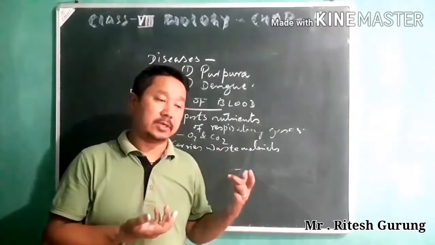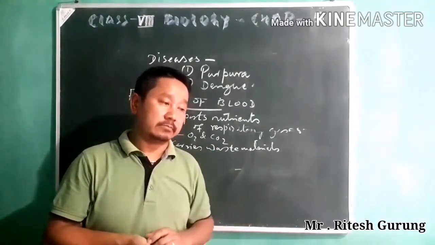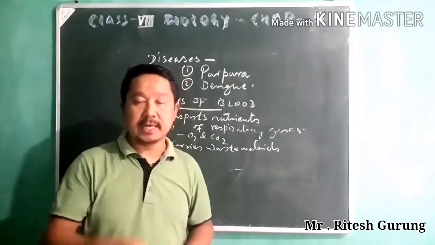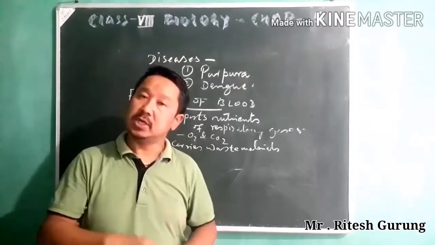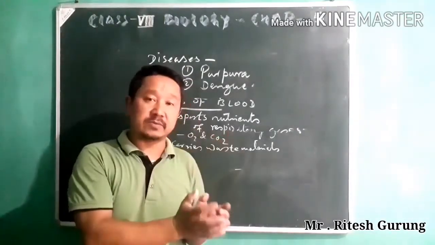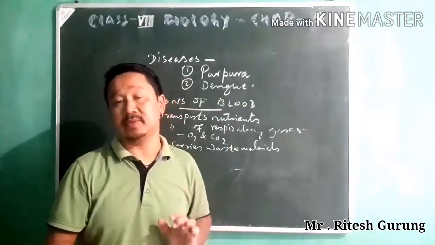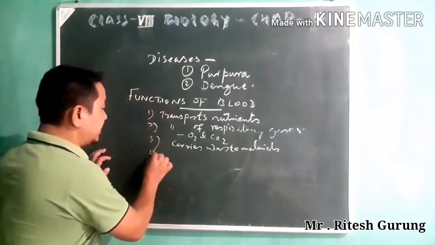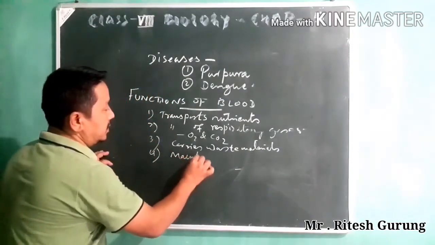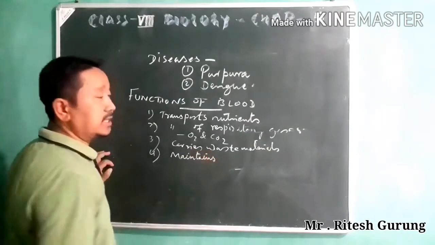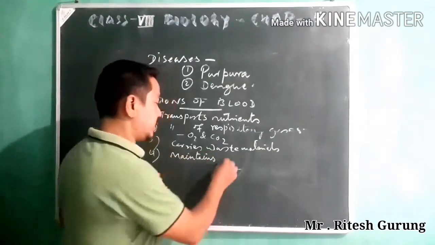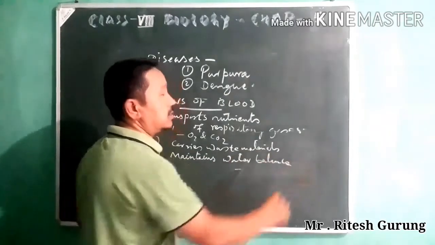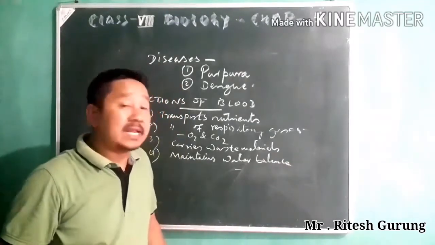Let us say urea is especially used in the formation of urine and is brought down to the urinary bladder and thrown out. So carrying from the different parts of the body to the excretory system is done by the blood. And number 4, it also maintains water balance in the body. Blood also maintains water balance in the body.